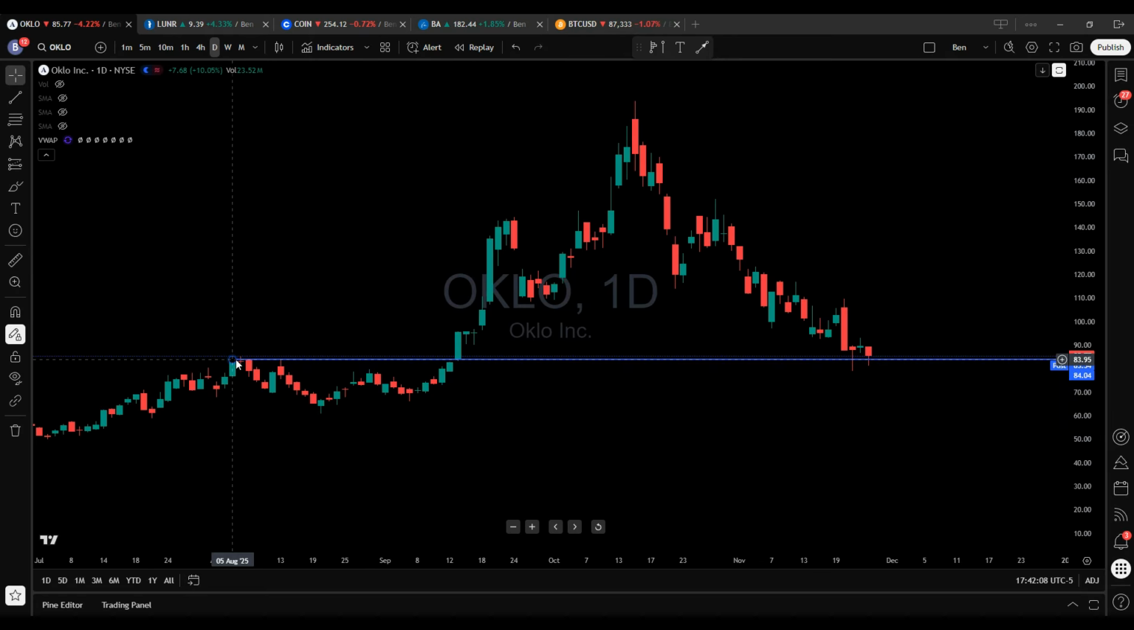Right now, the first thing that I notice is OKLO is catching a lot of support on this previous all-time high from the 5th of August, 2025. You've also got this head and shoulders pattern that I had drawn in. If you don't see it in this chart, that's okay. I have it in a previous video. Go check that out, and you can see where the measured move is and how I draw head and shoulders patterns. I'm going to dive in a little bit more simply.